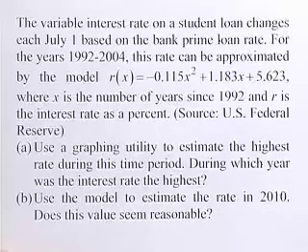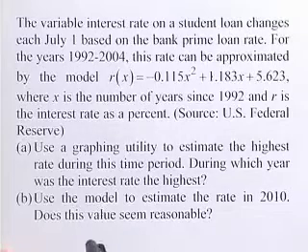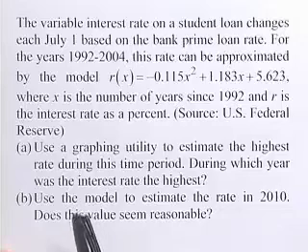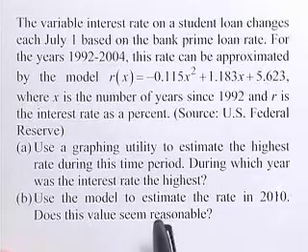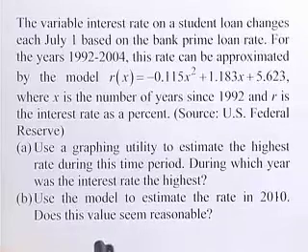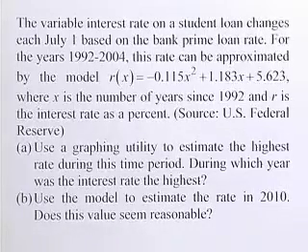Here x is the number of years since 1992 and r is the interest rate as a percent. For this problem we have two parts. We want to use our graphing utility to estimate the highest rate during this time period, and then we want to determine during which year the interest rate was the highest. Then for part B, we want to use this model to estimate the rate in the year 2010 and determine if that's a reasonable value.